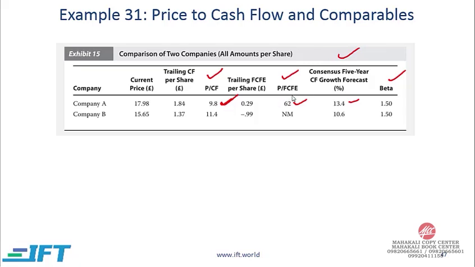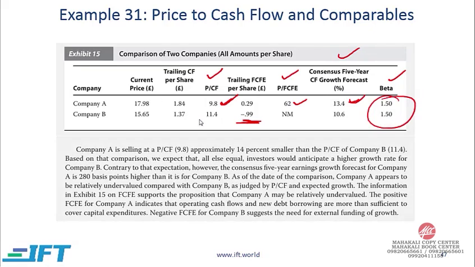When you look at price to FCFE, with company B, we have a negative FCFE, so there again A is more attractive. In terms of growth rates, A has a higher growth rate, so it's more attractive, and the beta is the same. So when you look at this information, A seems better. And this is what the curriculum says, which you can also read.